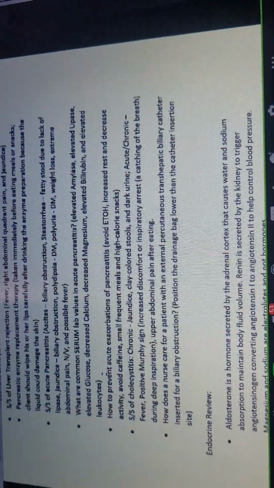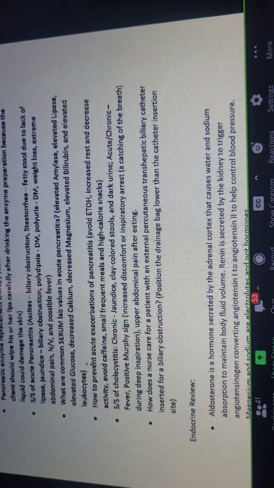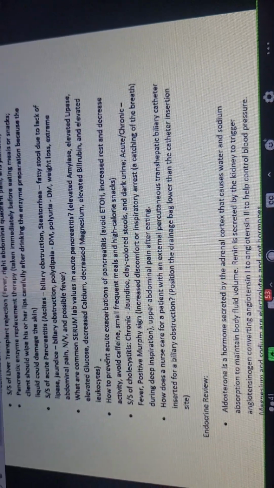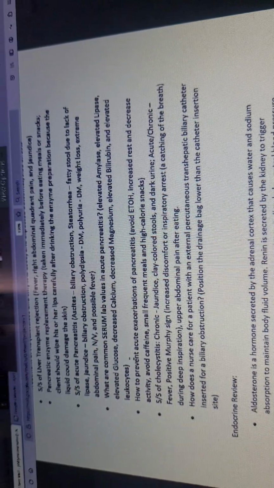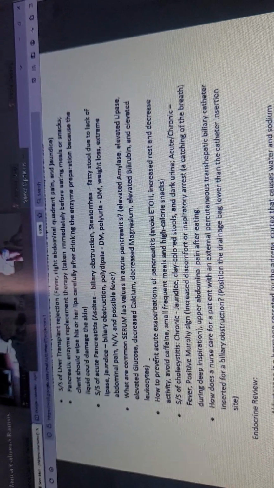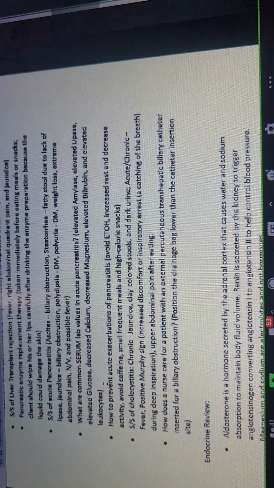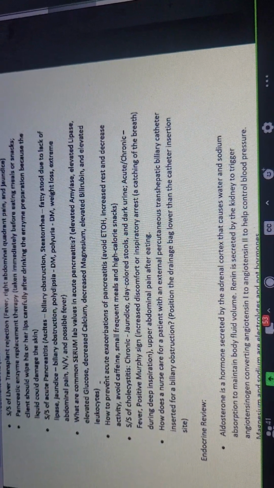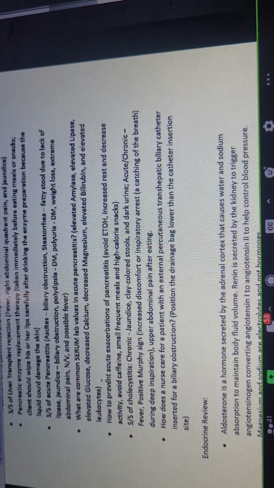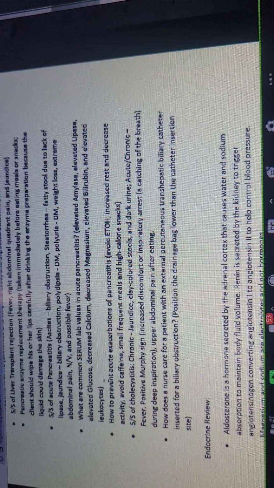So in chronic situations of gallbladder disease, you're going to have jaundice, clay-colored stools, and dark urine. And in the acute and also chronic stage, you may see fever, a positive Murphy sign, right?